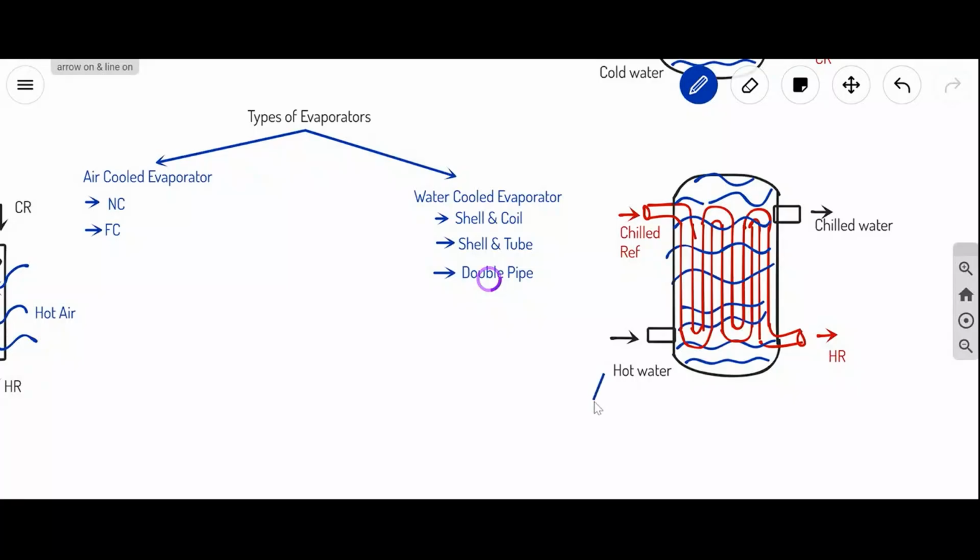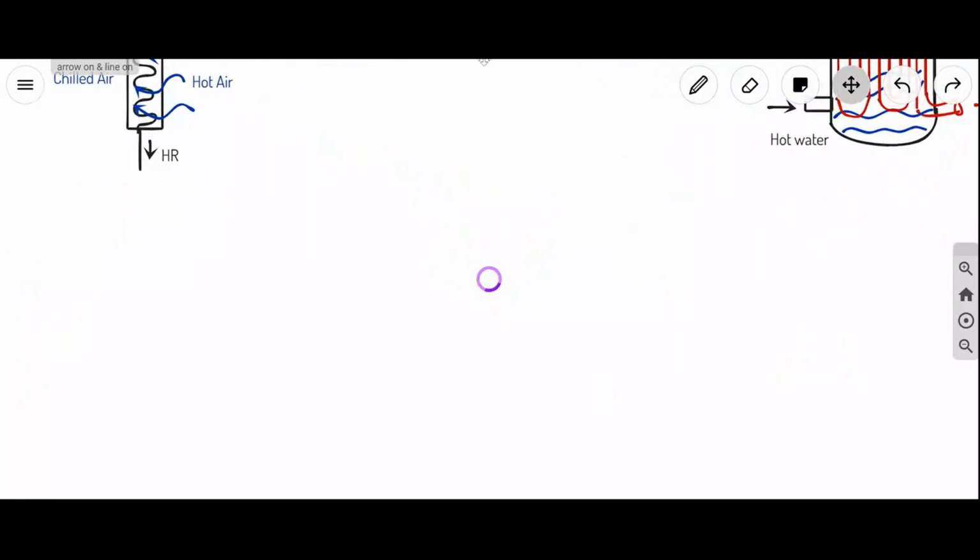I have a question, sir. I just want to ask you one thing. You are writing this hot air. Hot air means room air, right? Yeah, existing room air will pass through the evaporator, and then it will turn into cold air, right?